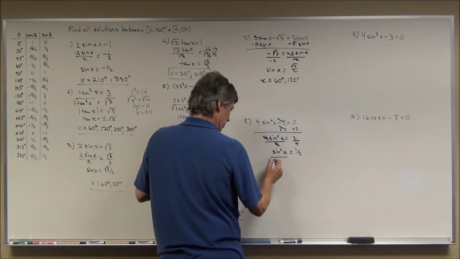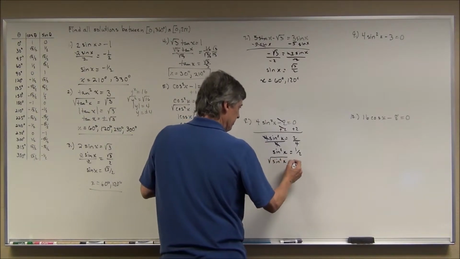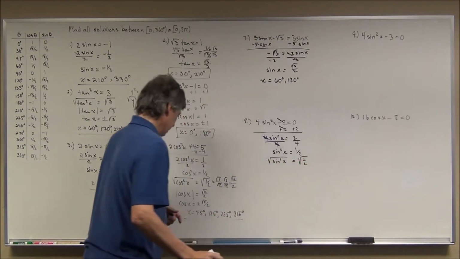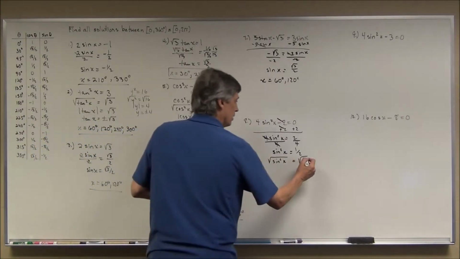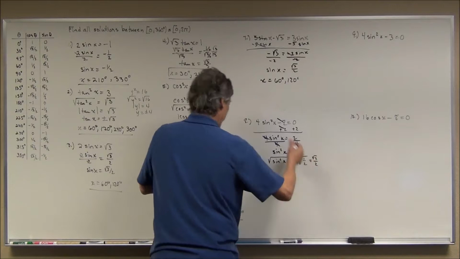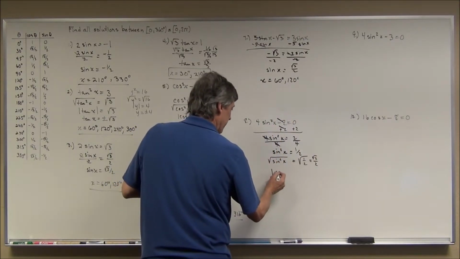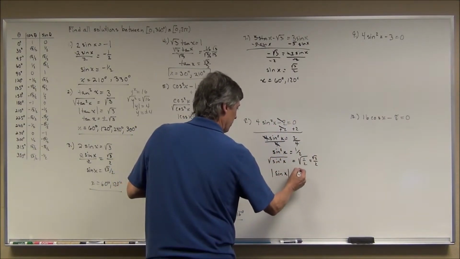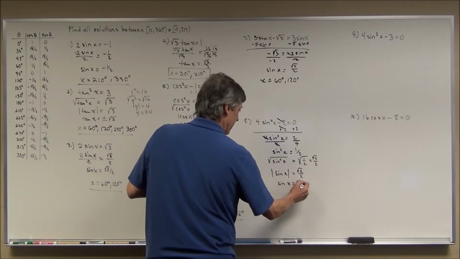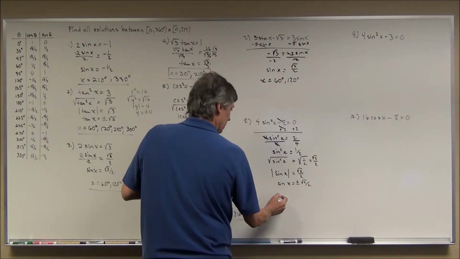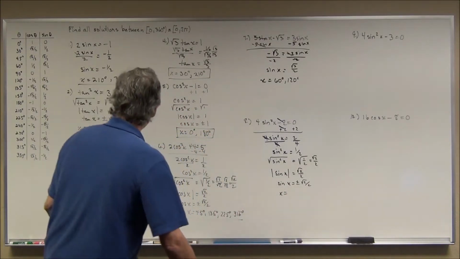And then I'm going to take the square root of both sides. Now I just did this a second ago. The square root of 1/2 is the square root of 2 over 2 when you simplify it. I'm not going to do it all over again. So I get the absolute value of the sine of x is equal to the square root of 2 over 2. I drop the absolute value, the sine of x is equal to plus or minus the square root of 2 over 2.